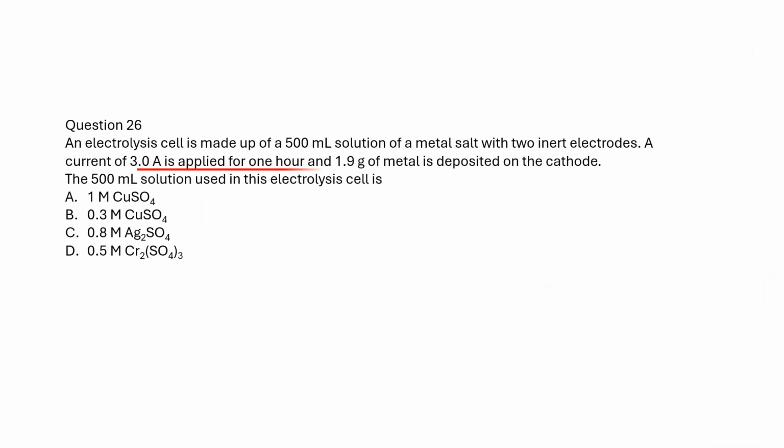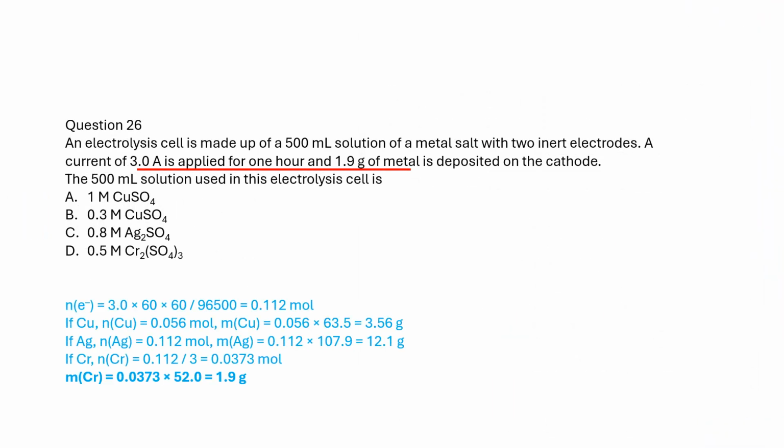Using Faraday's laws, we calculate the mass of metal produced individually. The correct answer is D.